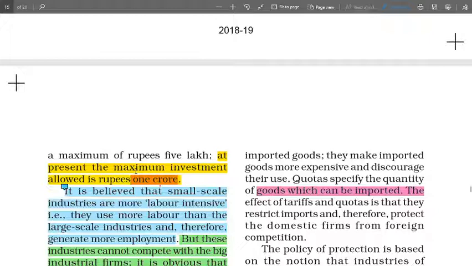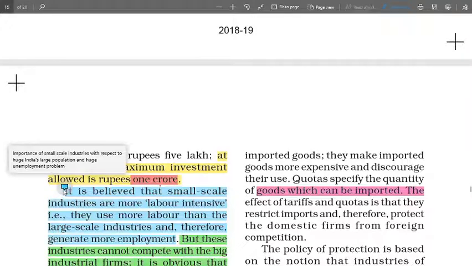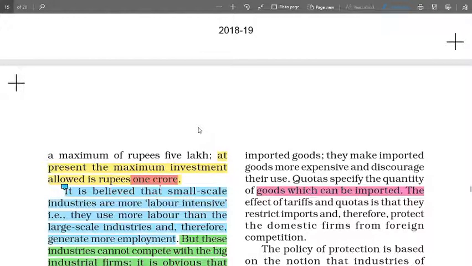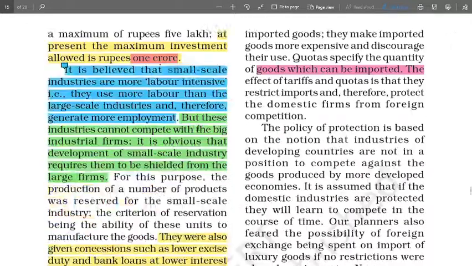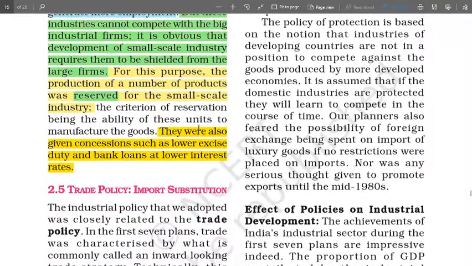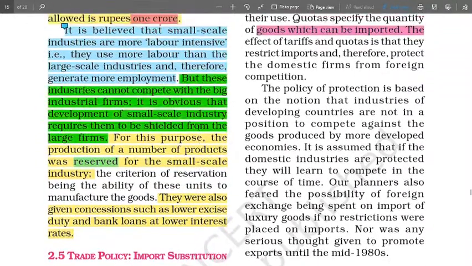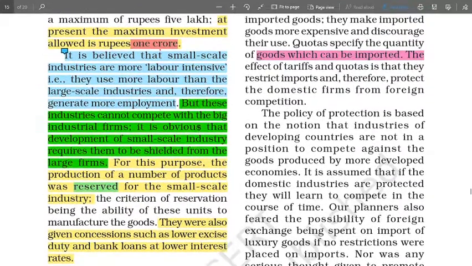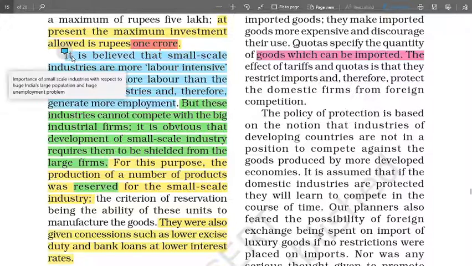So why does the government give importance to small scale? There must be a reason. That is another point to look at, the importance of small scale especially from India's perspective, where we all know India has a large population and people are unemployed. So let's look at that reason.